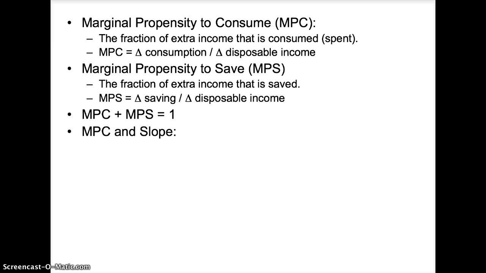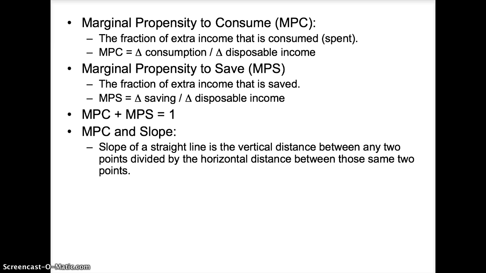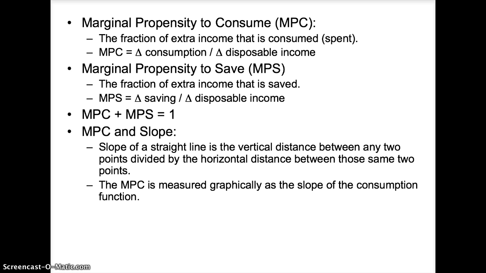MPC and slope. The slope of a straight line is the vertical distance between any 2 points divided by the horizontal distance between those same 2 points. The MPC is measured graphically as the slope of the consumption function, since consumption is measured on the vertical axis and disposable income is measured on the horizontal axis. The MPC is always constant along any consumption function, since it is a linear line.